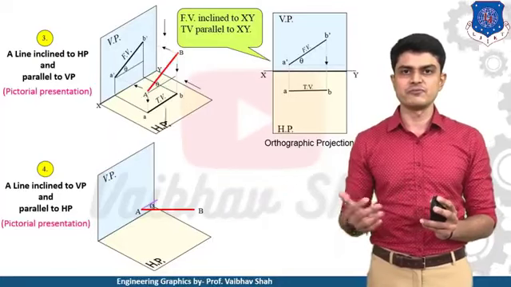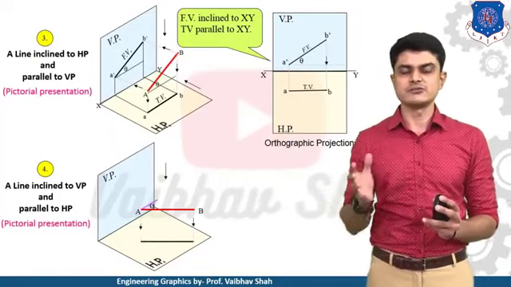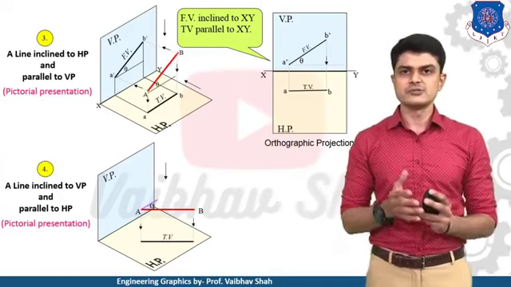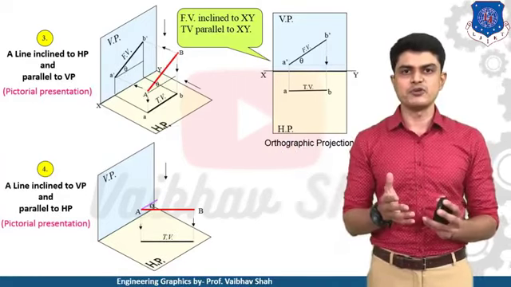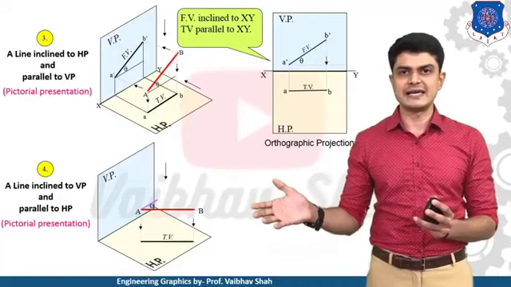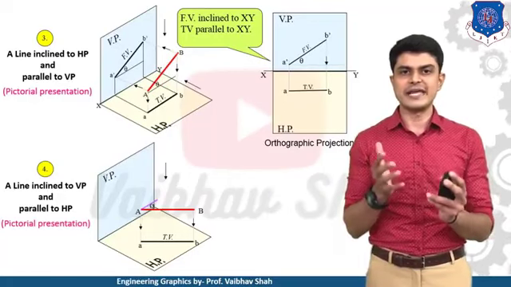Now let us take the top view first. When we take the top view, as you can see, the line is parallel to your HP. That means in the top view you will have the same true length of the line, and you will have this top view as your AB.